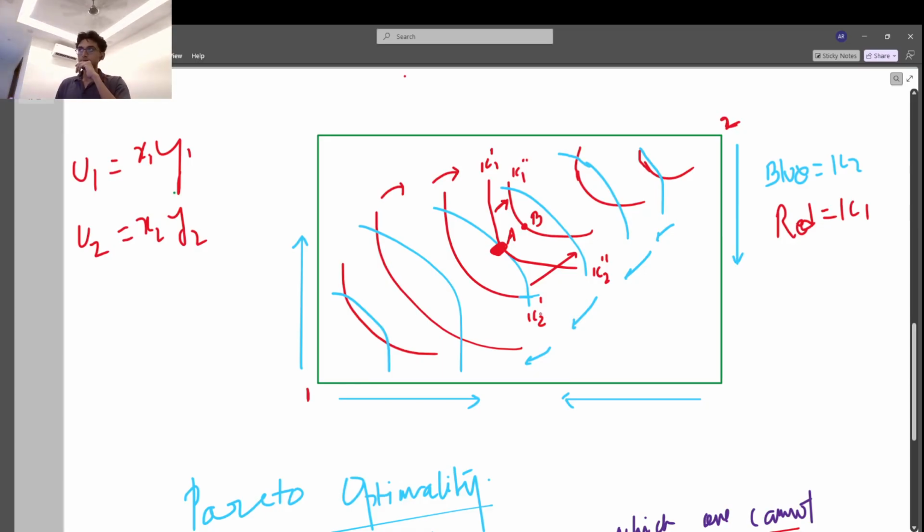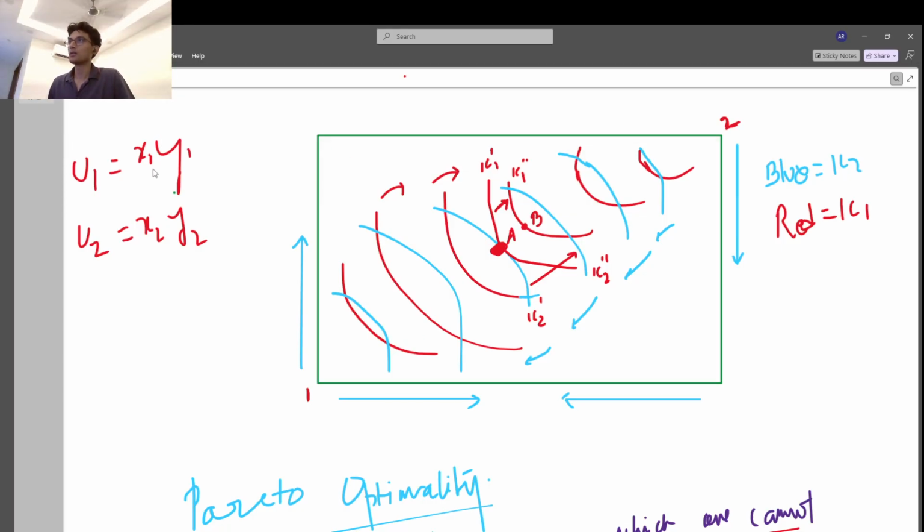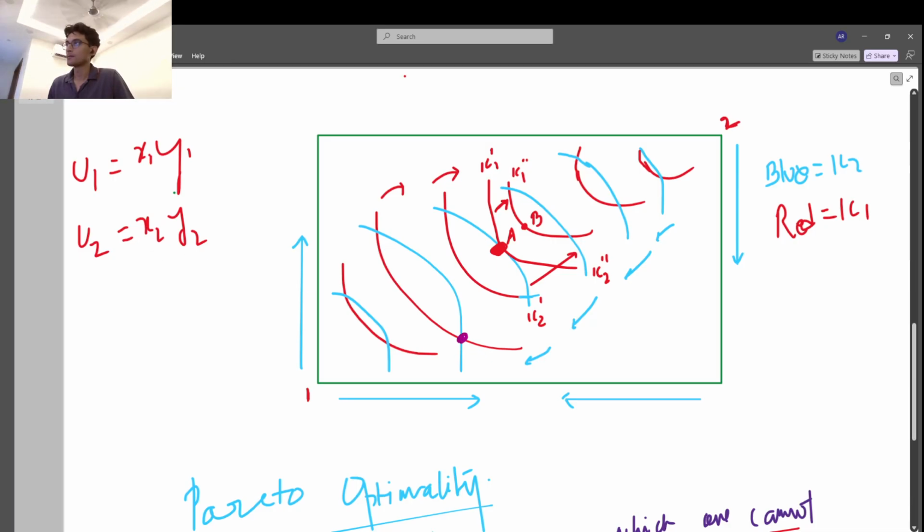So yeah, let's now take another point. Let's take a new color, let's take the color violet. Let's take a point here, this point, a point C. So let's say that the individuals are at point C right now, at the beginning.